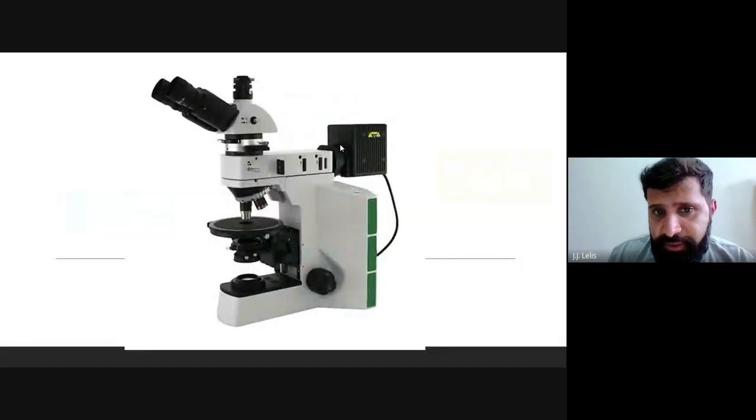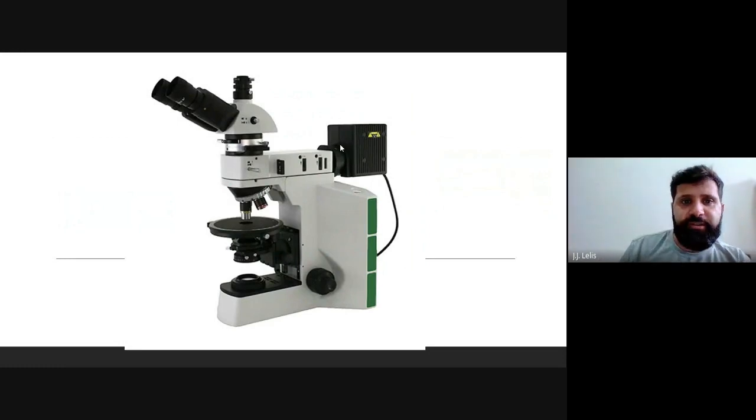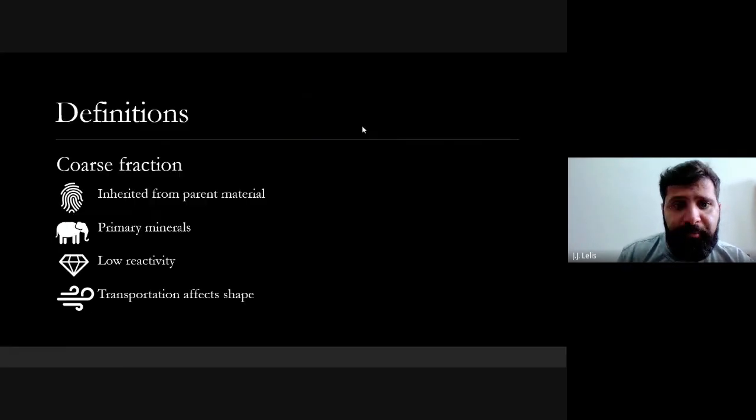This is a picture just to show us a petrographic microscope that we usually use to describe the thin sections. It's not so important to describe it in particular here. And let us get a deeper definition of each one of these topics. And the first one is the coarse fraction.